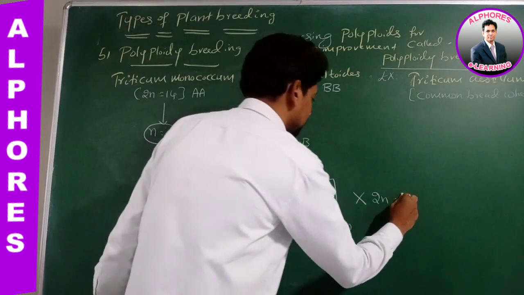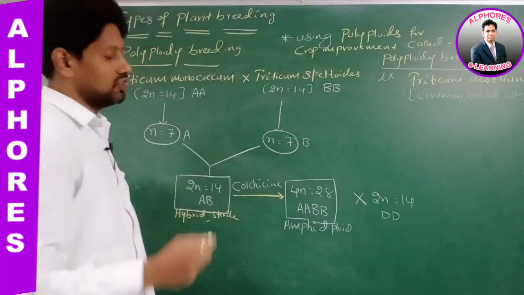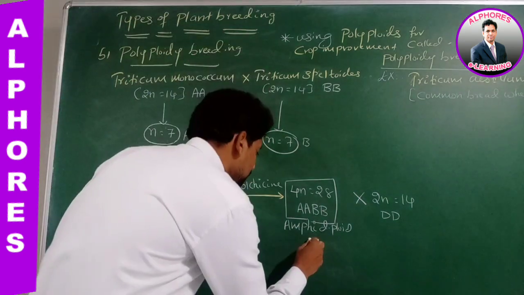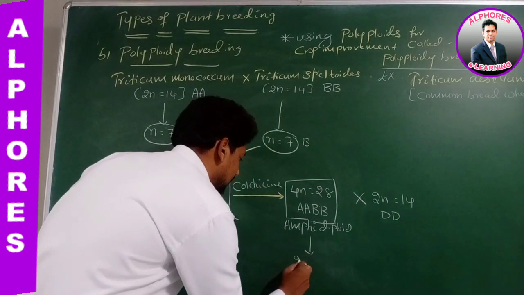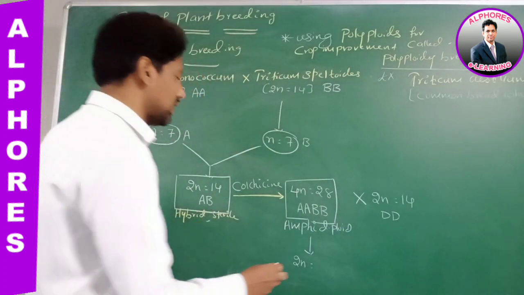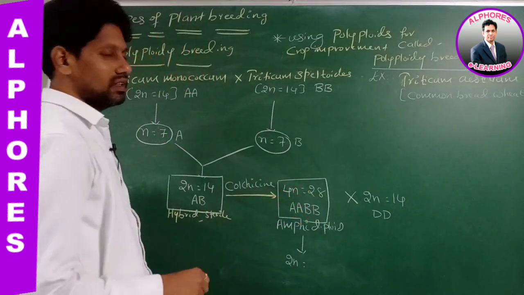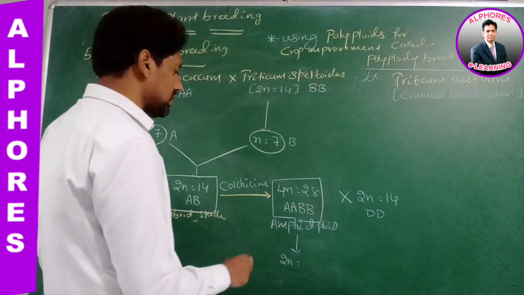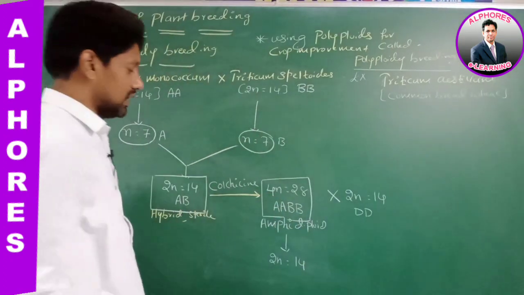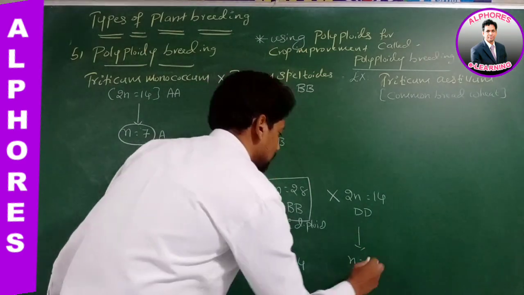2n equals 14, I am taking, and I am representing it as DD. Is it okay? Right. Now you tell me, sir, from here you will get gametes as 2n equals how much? 4n equals 28. Therefore, 2n will be 14. Yes or no? Right. And here the gamete will be n equals 7.